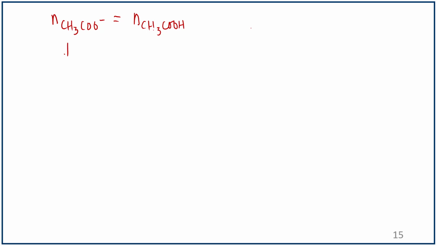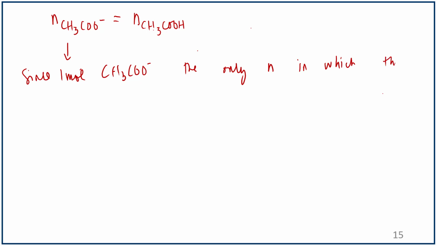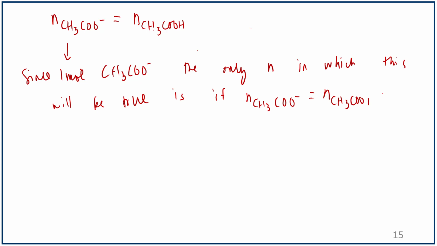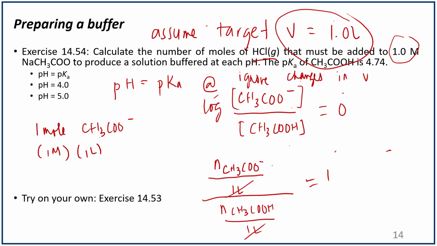Now, since we're starting here with 1 mole of acetate ions, the only number of moles for which this will be true is if those two are equal, both 0.50 moles. If both of them are 0.5 moles, then this term, which we have established earlier, will cancel out. They'll have an equal molarity, 0.5 molar divided by 0.5 molar if you're not convinced, and therefore pH will be equal to pKa.